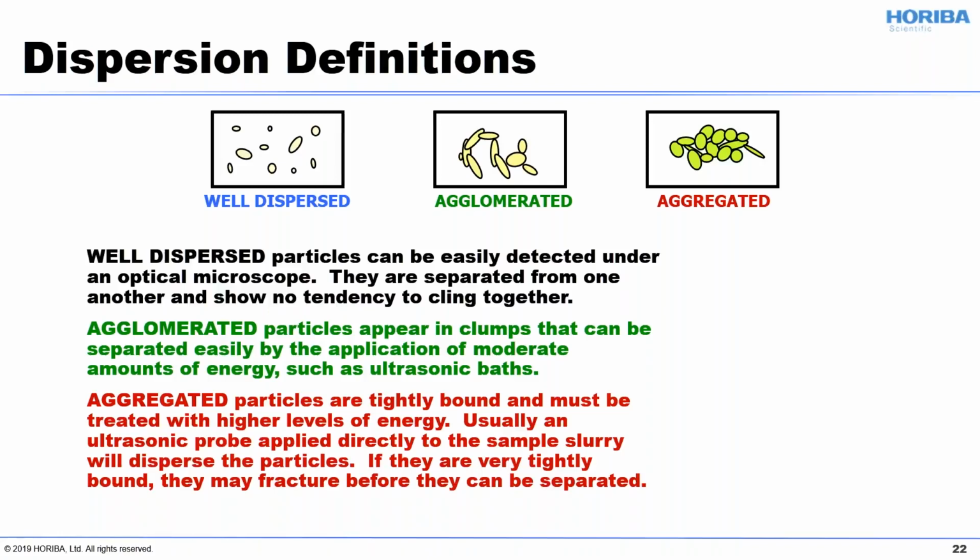And quite often you do want to break those up because during use they will also be broken up into those well-dispersed particles. And finally, you have real aggregates, which are particles that are tightly bound and need a lot more energy. So now we're saying, is my aggregate what I want to measure, or is the primary particle what I want to measure? If the particles are very tightly bound, you might be adding so much energy that you break the particles before you separate them.